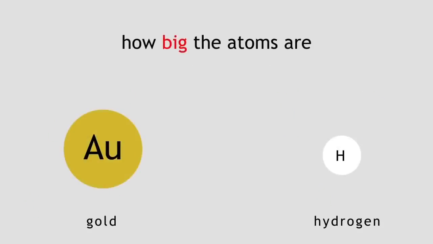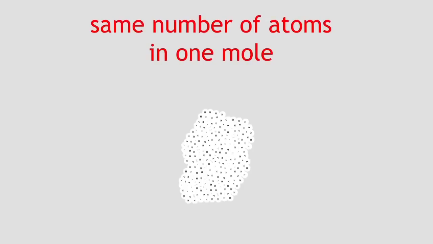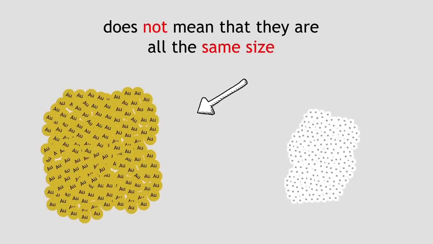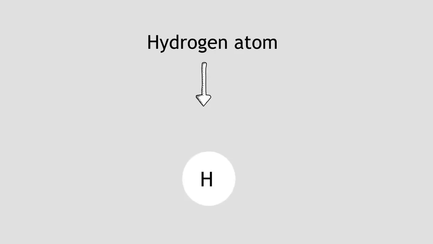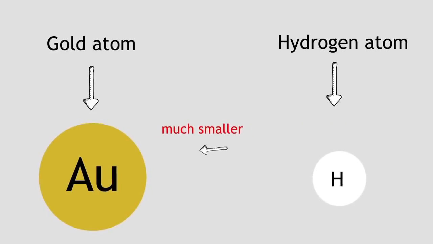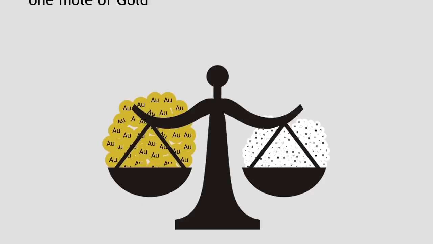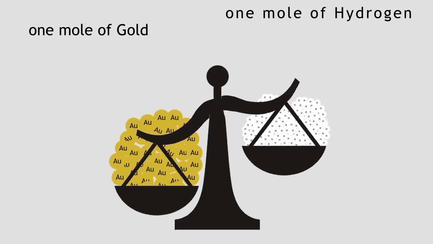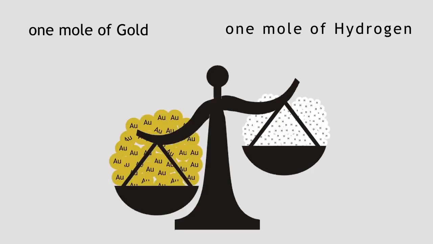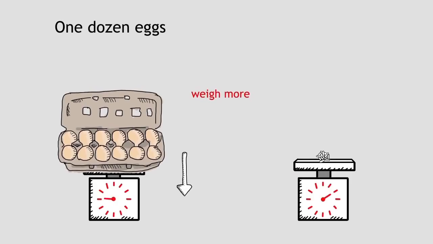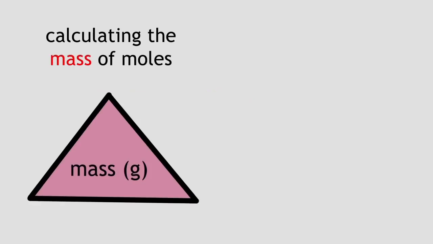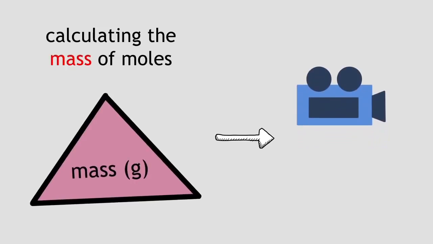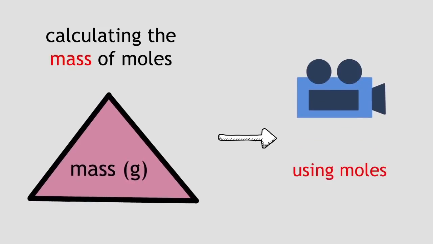Well, this just depends on how big your atoms are. Just because we have the same number of atoms in 1 mole, it does not mean that they are all the same size. For example, you're probably aware that a hydrogen atom is much smaller than a heavy gold atom. So 1 mole of gold will weigh much more than 1 mole of hydrogen. Just in the same way that a dozen eggs would weigh more than 1 dozen grains of rice. We will look in more detail at calculating the mass of moles in our next video on using moles.